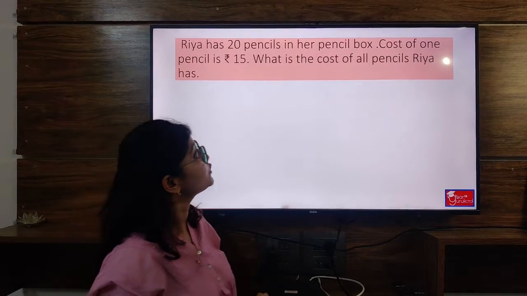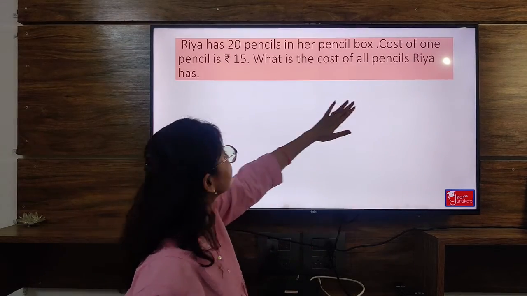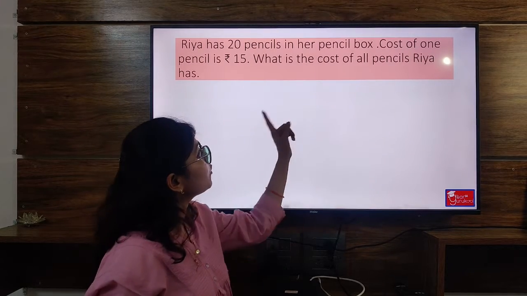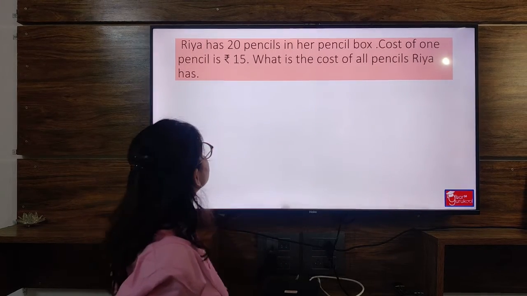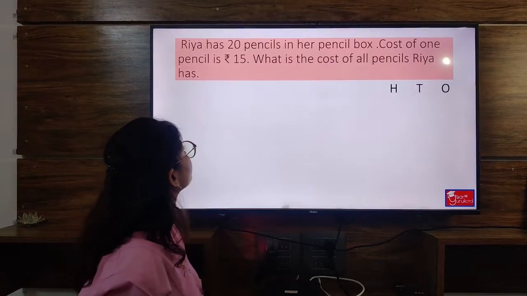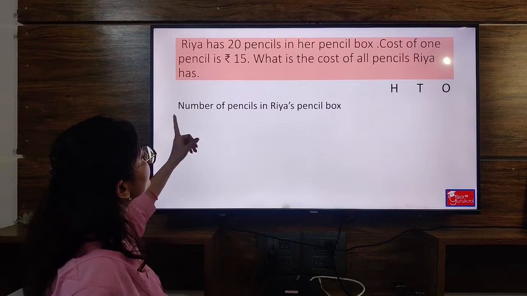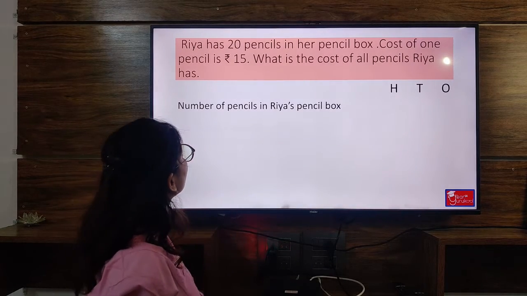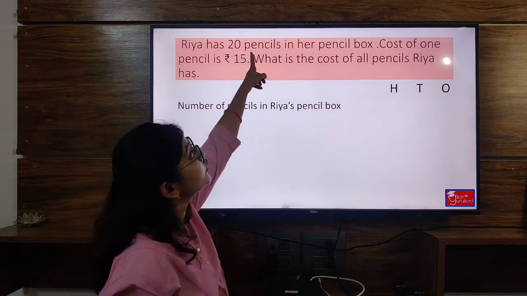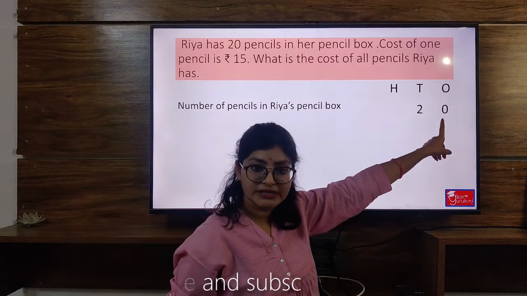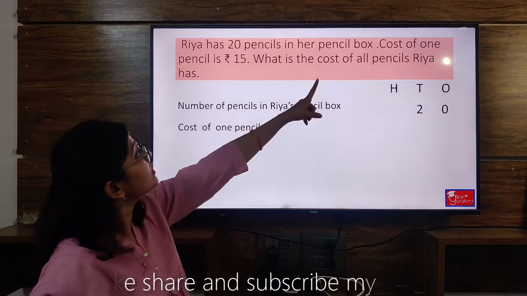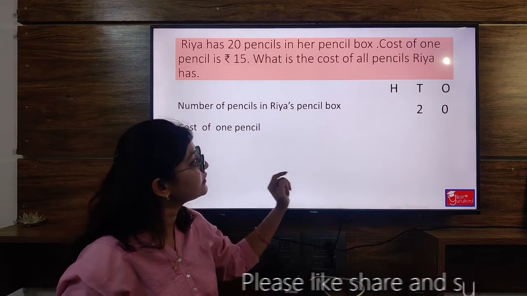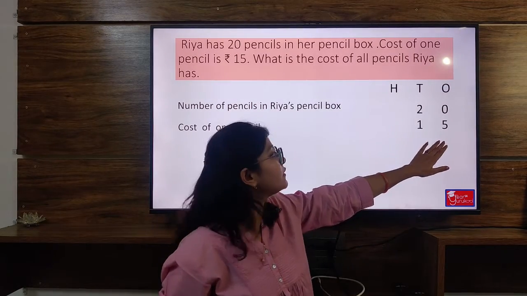Let's take one more problem question. Riya has 20 pencils in her pencil box and cost of one pencil is 15 rupees. What is the cost of all pencils Riya has? Now, first statement will be number of pencils in Riya's pencil box. How many pencils are there? There are 20 pencils. Now, cost of one pencil is rupees 15.